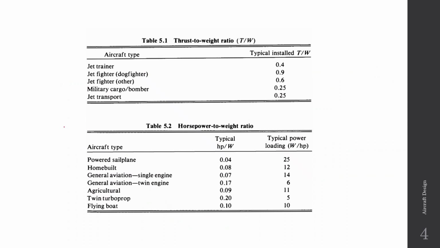These are some common thrust to weight ratios and horsepower to weight ratios for different types of aircraft. All these tables have been taken from Raymer's aircraft design book.